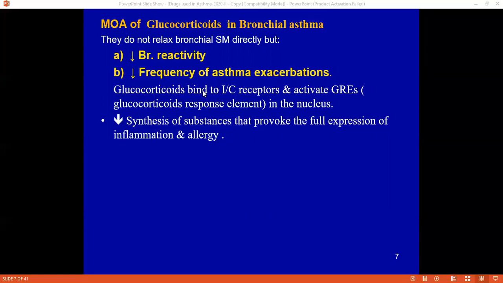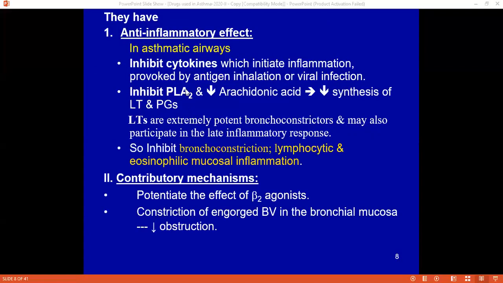Glucocorticoids bind to intracellular receptors and activate the glucocorticoid response element in the nucleus. You know that these are nuclear receptors. They decrease the synthesis of the substances that provoke the full expression of inflammation and allergy, like decreasing the formation of the proteins responsible for them. They have an anti-inflammatory effect in asthmatic airways. They inhibit the cytokines which initiate inflammation, provoked by antigen inhalation or viral infection.